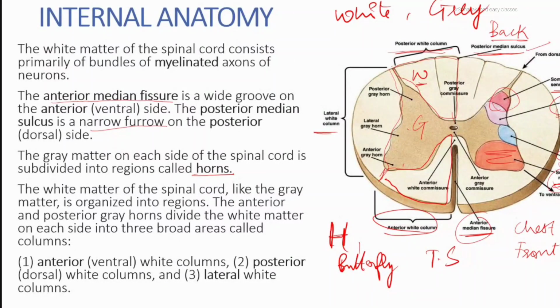Then we learned in detail about the internal anatomy, which mainly consists of the white matter and gray matter. The gray matter is shaped as a butterfly or an H shape and is in the inner part of the spinal cord. The white matter is at the outer part. There are subdivided regions of the gray matter known as horns, which has three types: posterior gray horn, lateral gray horn, and anterior gray horn. And because of the gray matter, the white matter is also divided into regions known as the posterior white column, lateral white column, and the anterior white column.